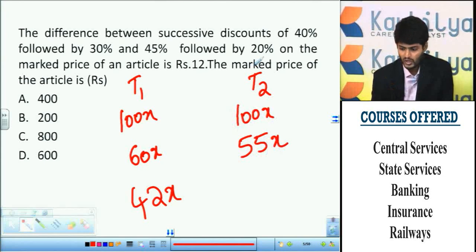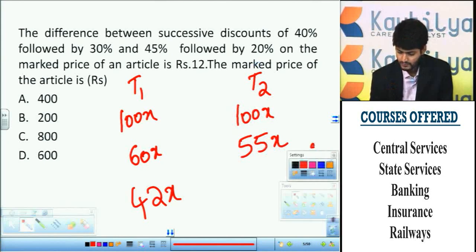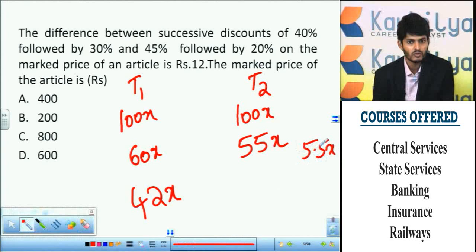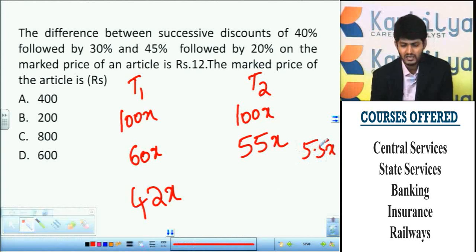So if you know 10% would be 1 point to the left side, 10% of this would be 5.5x. So 20% would be double of 5.5, which is around 11x. So if you subtract 11x from this, you end up getting 44x. So in transaction 2, the final value is around 44x, and in transaction 1 it is around 42x.